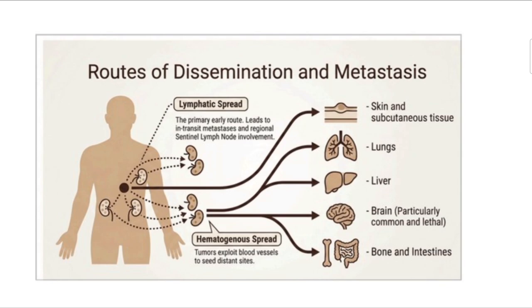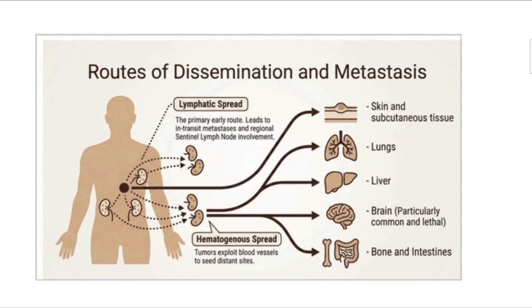Next is hematogenous spread. In advanced disease, melanoma cells enter the blood vessels. The blood carries them to distant organs, causing distant metastasis. Common sites of metastasis are skin and subcutaneous tissue, the most common site of local or distant skin deposits. Lungs are one of the most common distant sites.